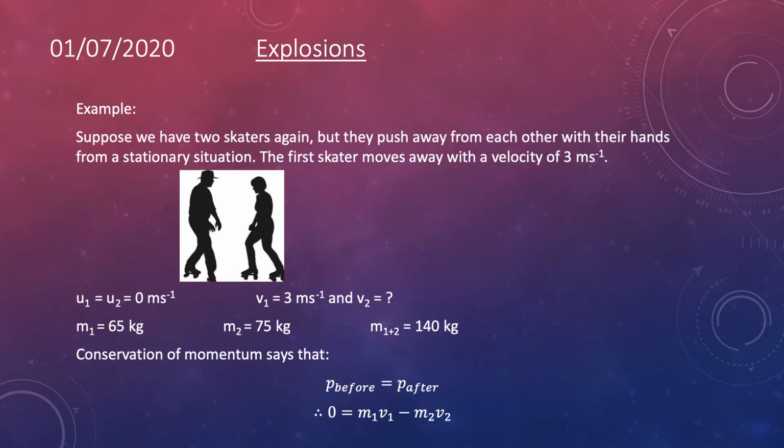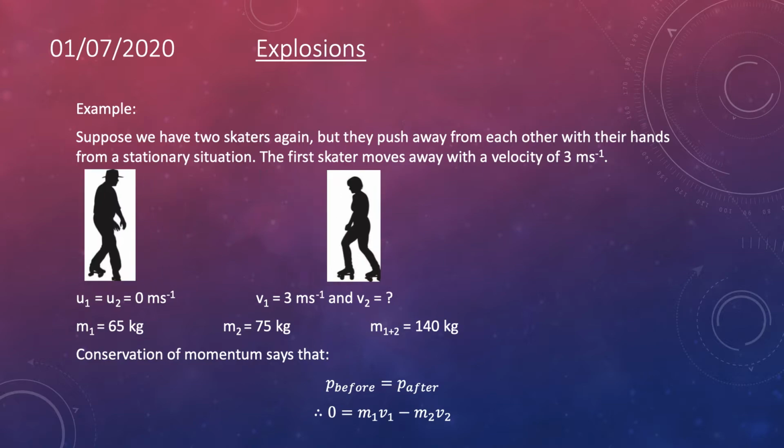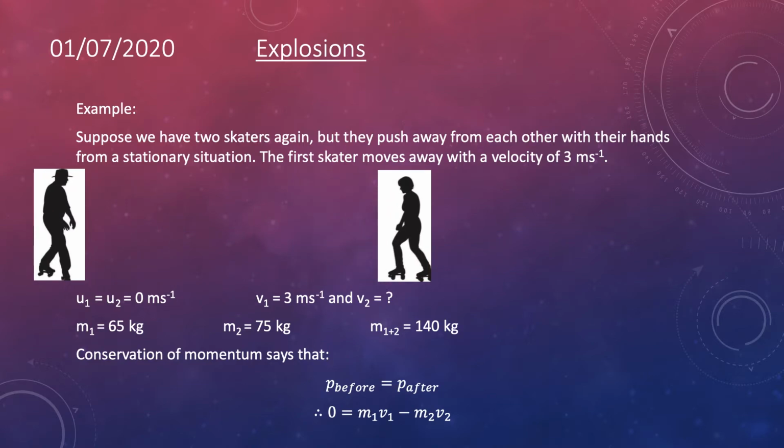So, this example again. What if we have two skaters, and as they push away from each other with their hands from a stationary position, the first skater moves away with a velocity of 3 meters per second, and we don't know the velocity of the second one, that's what we're trying to calculate. So they push away from each other. Check out my animation again, amazing. u1 equals u2 equals 0. The initial velocities are 0. We know that the final velocities, one of them is 3 meters per second, and the other one we don't know. The mass of each of them, 65, 75, and the combined mass, 140 kilos.